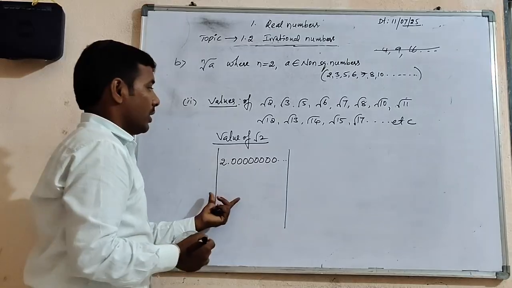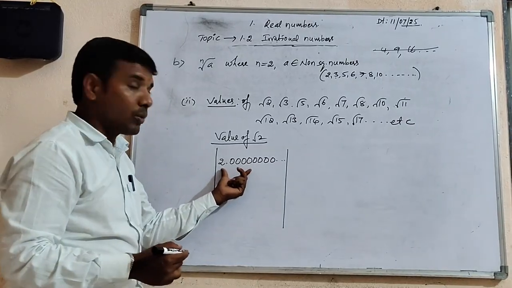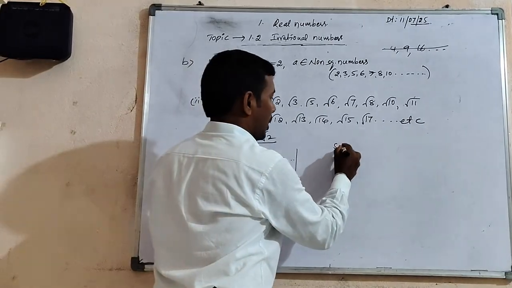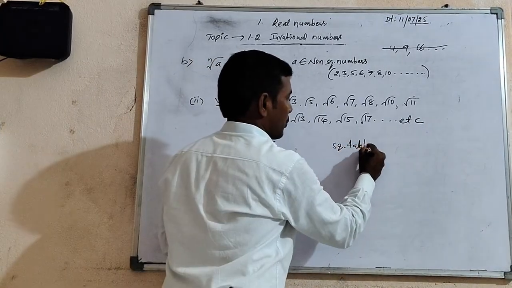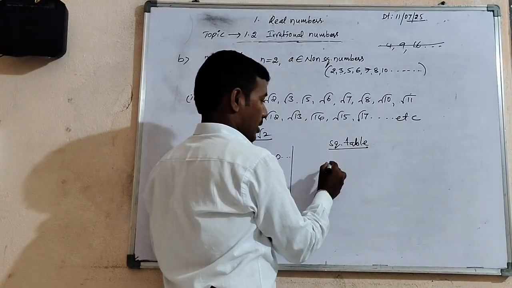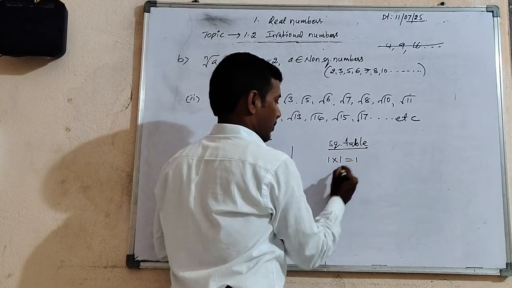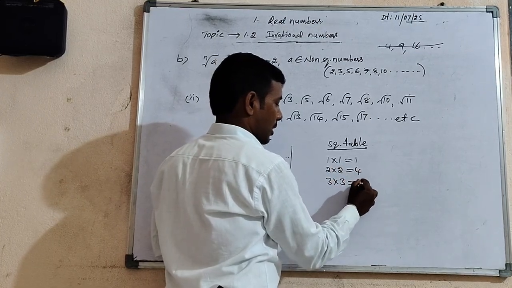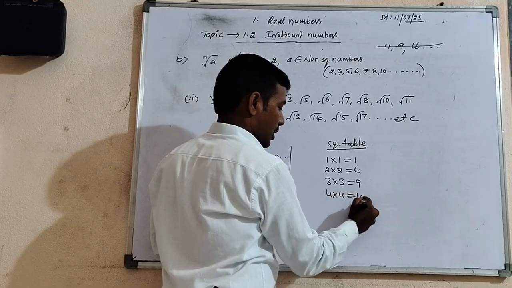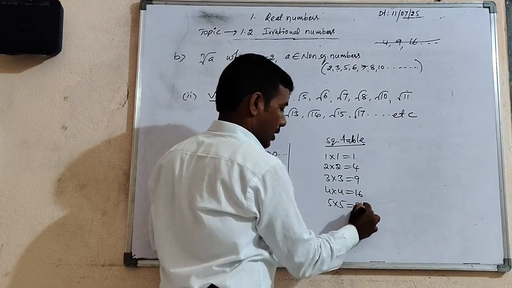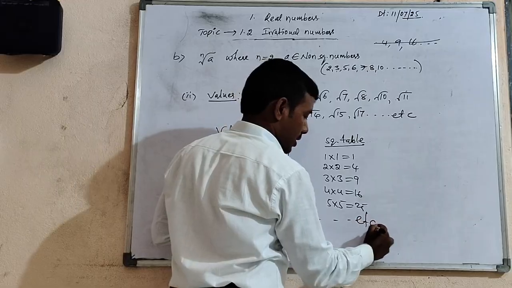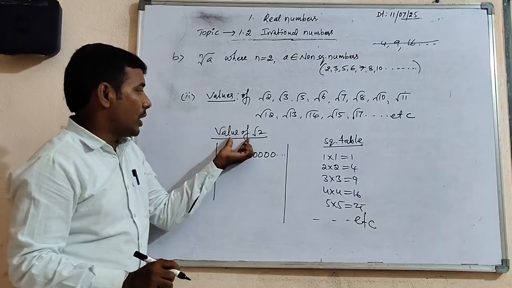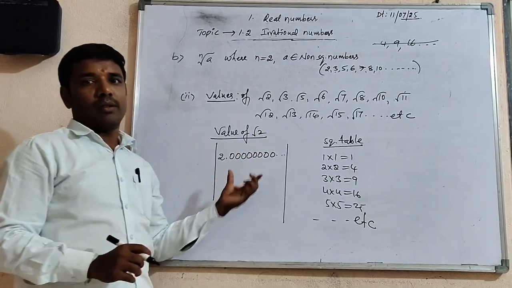This is called the division method. To find the value of root 2, we want to use the square table. What is the square table? See, I am writing: 1 into 1, 1. 2 into 2, 4. 3 into 3, 9. 4 into 4, 16. 5 into 5, 25. Like this. This is what we generally call a square table. This table is very useful to find the value of root 2 by the division method.